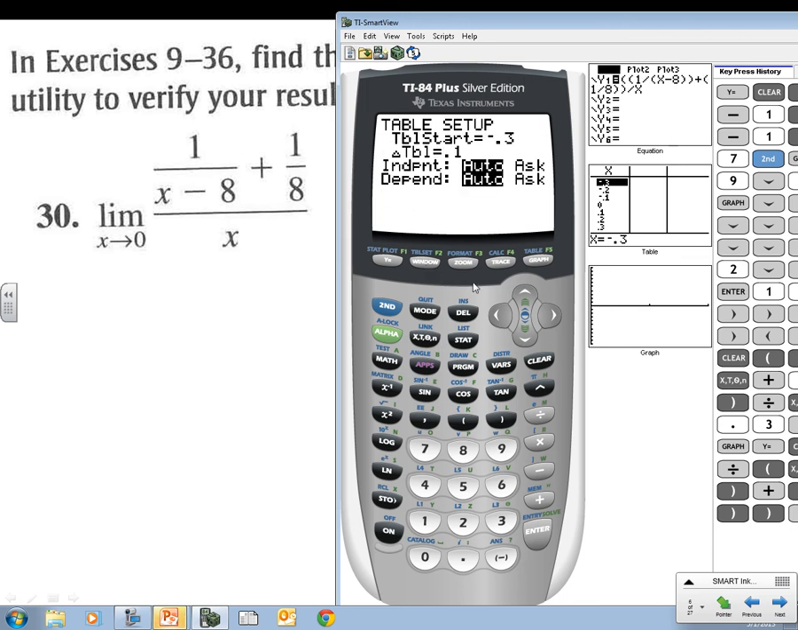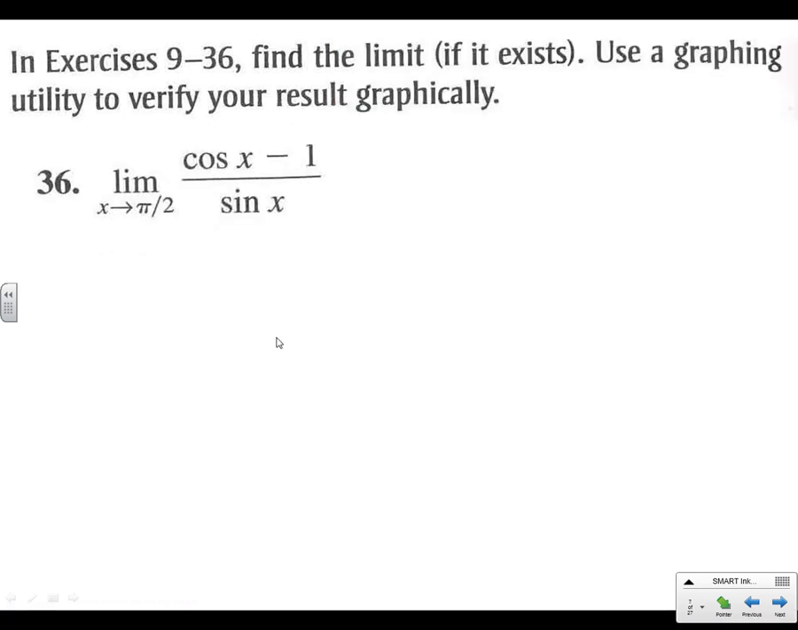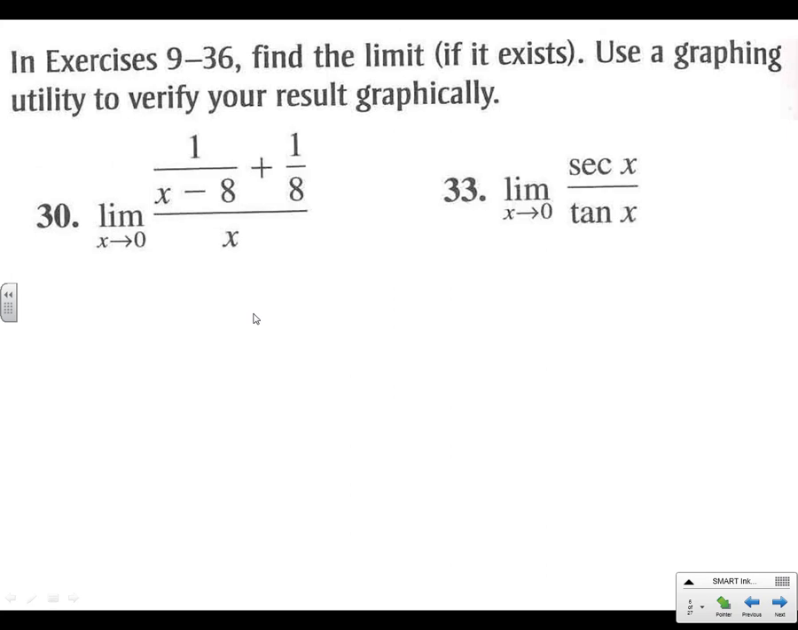Let's check our table. We'll start, that's the same thing. So negative 0.3 works. And so looks like we're going to be at negative 0.15, we'll call it 0.156, halfway between the 4 and the 8. So negative 0.156 is what we would write as our answer.